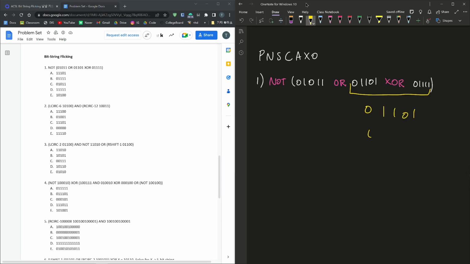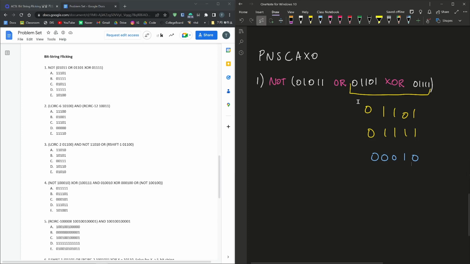01101 XOR 01111. Let's remind ourselves what XOR was. XOR: if 2 digits are the same, we get a 0. If 2 digits are different, we get a 1. Okay, with that in mind, 0 and 0 are the same, we get a 0. 1 and 1 are the same, we get 0. Same, 0. 0 and 1 are different, so we get a 1. And 1 and 1 are the same, we get a 0. Okay, let's improve our handwriting there.